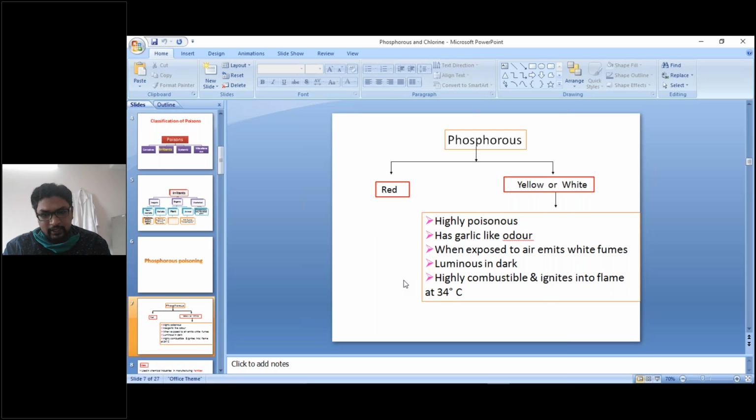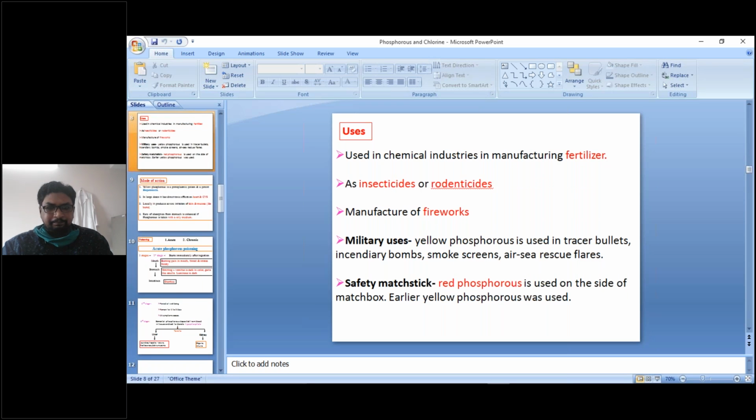When exposed to air, it glows in the dark and it is highly combustible and ignites into flame at 34 degrees Celsius, as if at room temperature. So that's why it is always kept in water. Yellow phosphorus or white phosphorus should be kept under water. Otherwise, when it is exposed to air, it becomes a combustible item.